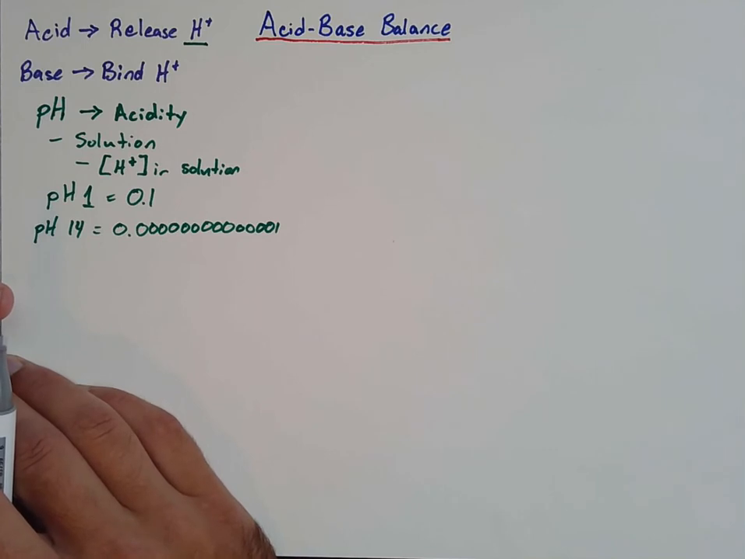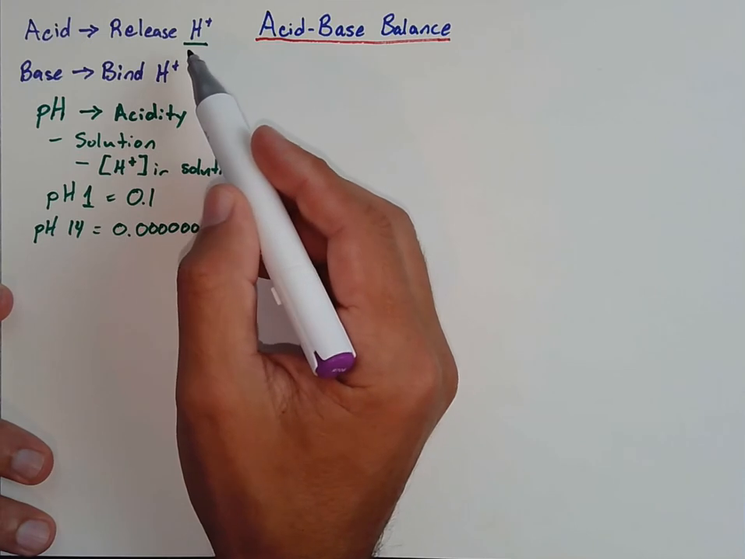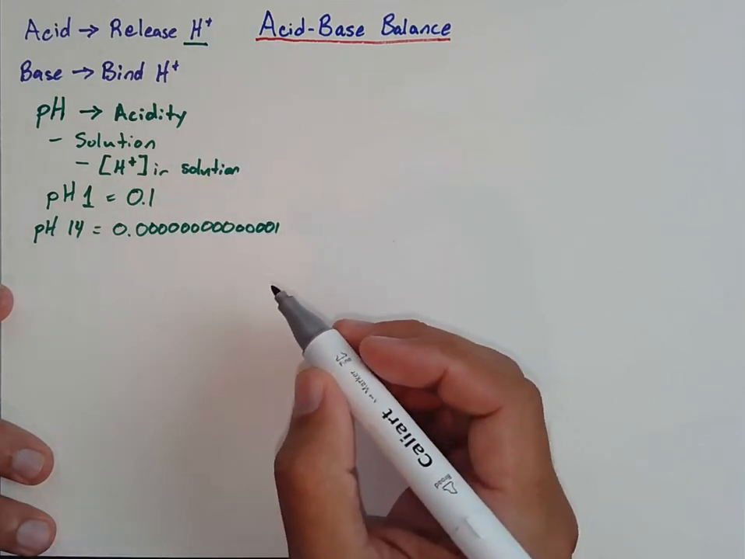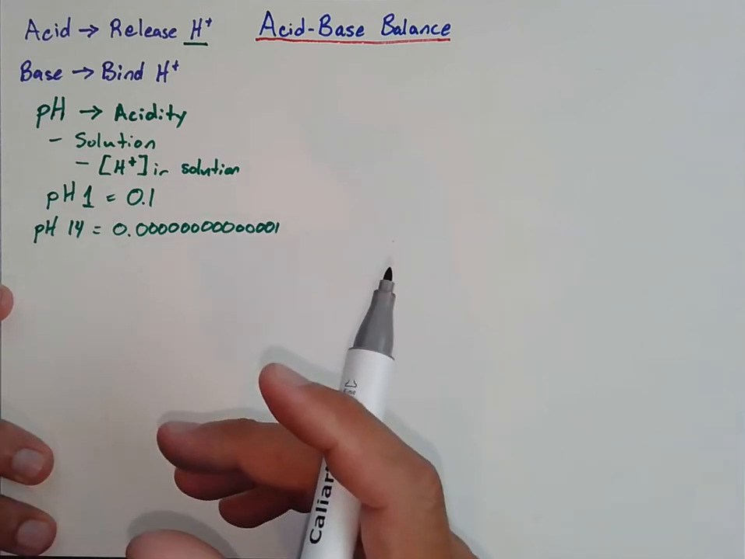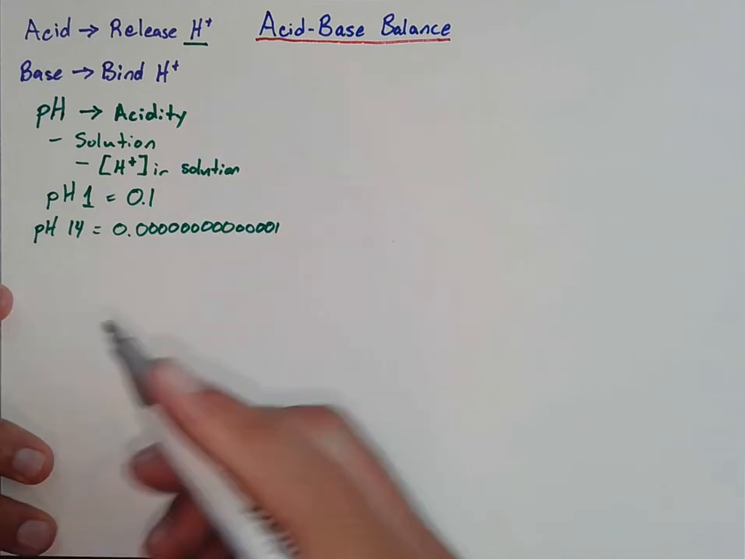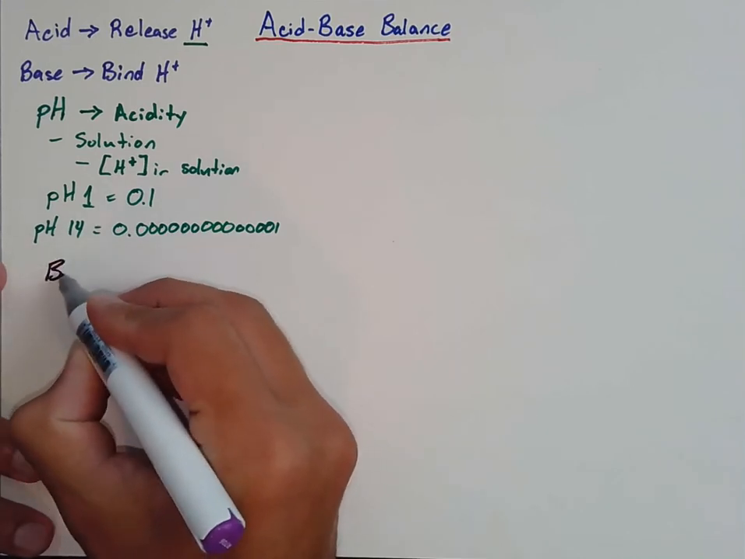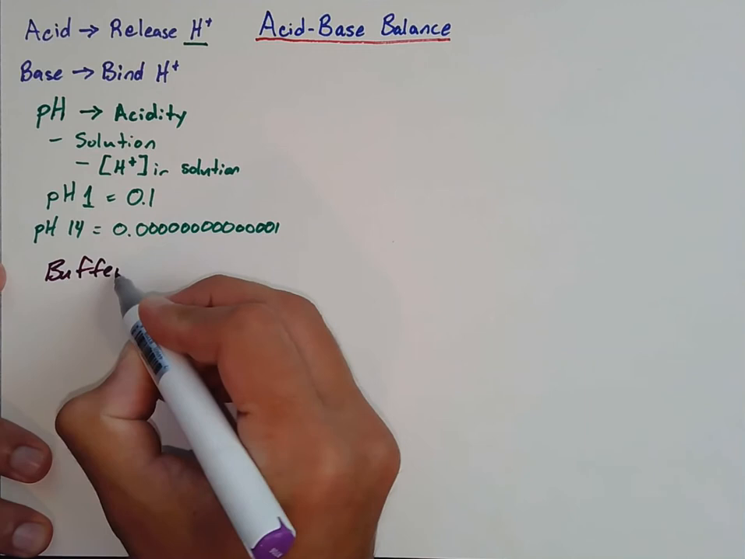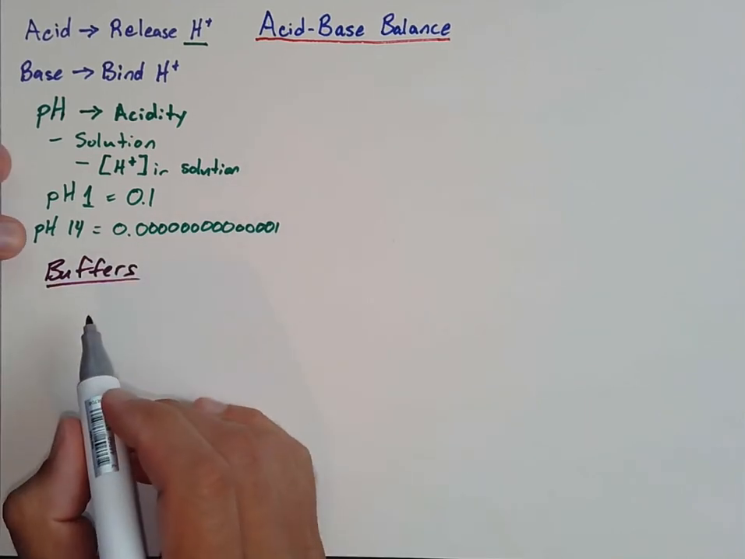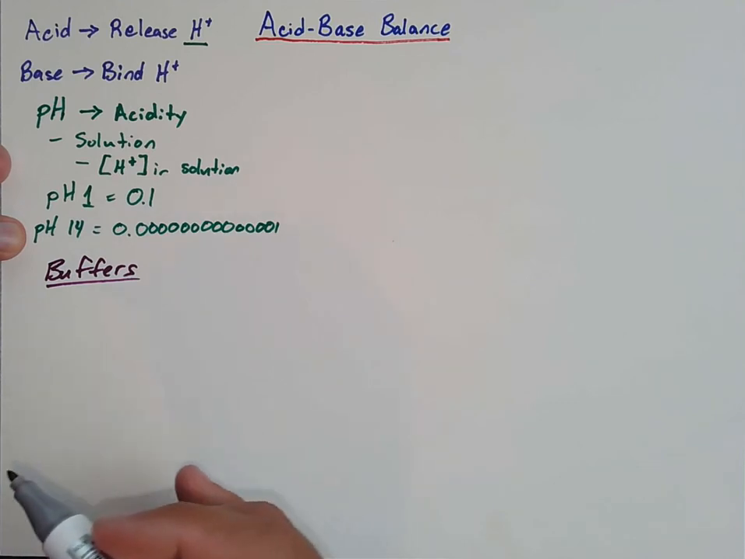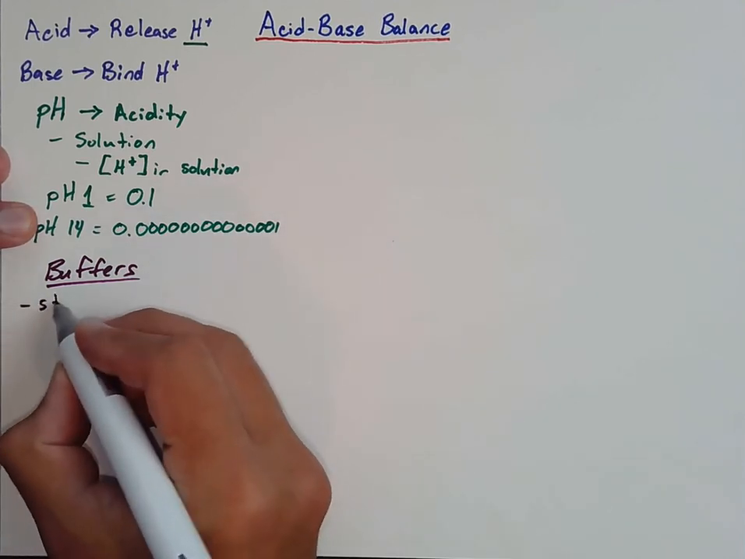Awesome. Really cool. Now, the next thing to think about is what do we have in the body to try to balance out acids and bases all the time? We have buffers. And buffers are the next stage of chemistry review. So let's just define a buffer really quick. A buffer is something that attempts to stabilize the pH. That's it. It just stabilizes pH.